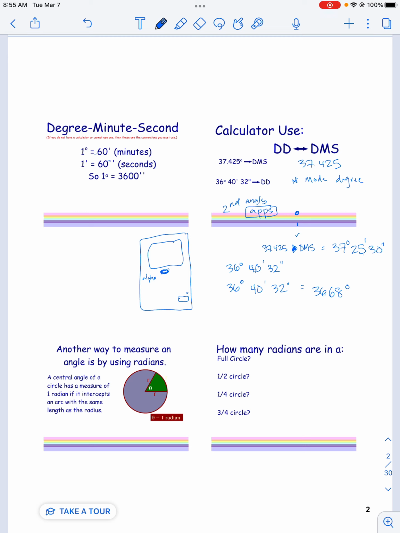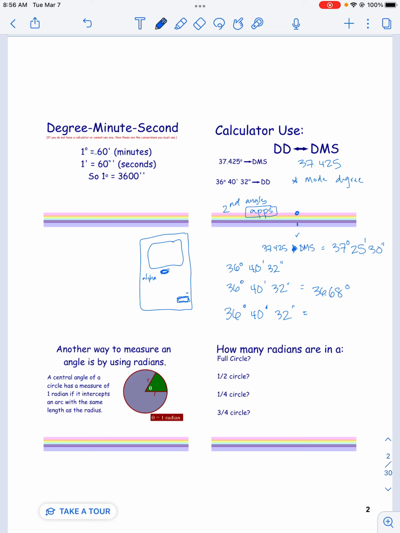Now to go the other way, to go from degrees, minutes, and seconds to decimal degrees, it takes one more extra keystroke. You're going to type in 36, and then go to second apps to angle, hit the degree option, then 40, again second apps angle, go down and hit the minutes option, and then you type in 32, and then hit the alpha key, and then down here in the lower right-hand corner of the calculator, you'll see 2 little hash marks, and that stands for seconds. So that's the keystroke for getting the seconds. You hit equals, and you should get 36.68 degrees.